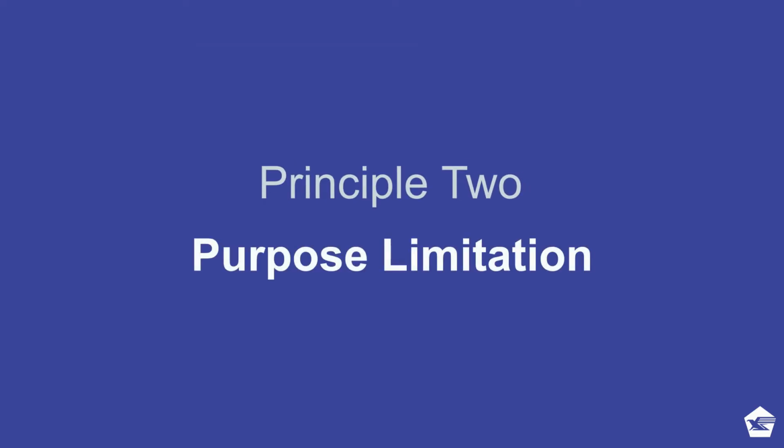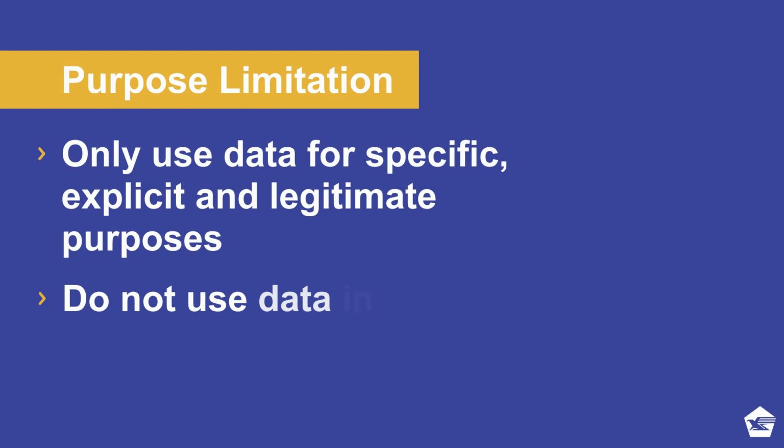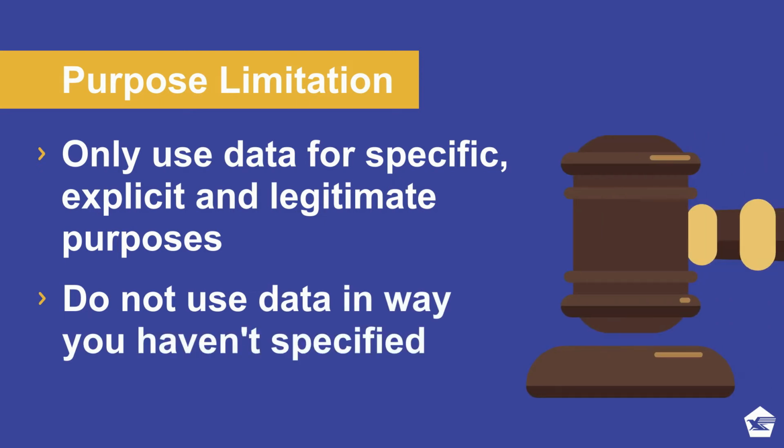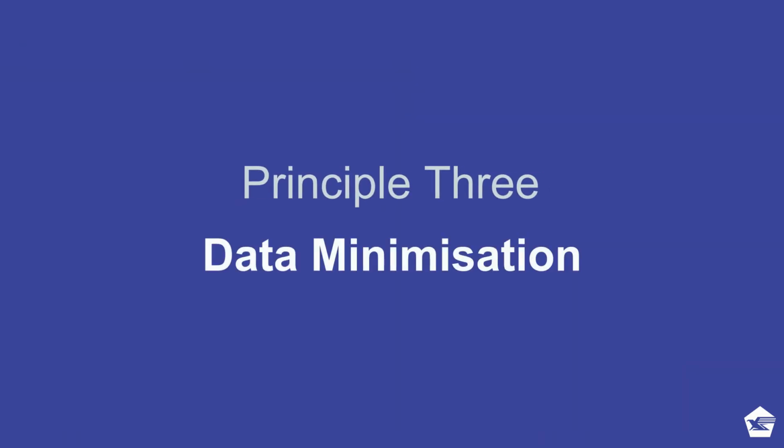The second principle is the purpose limitation principle, and this shows that you should only use data for specific, explicit and legitimate purposes, and not use it in any way which you have not specified except for where the law allows this. The third principle is the data minimization principle.